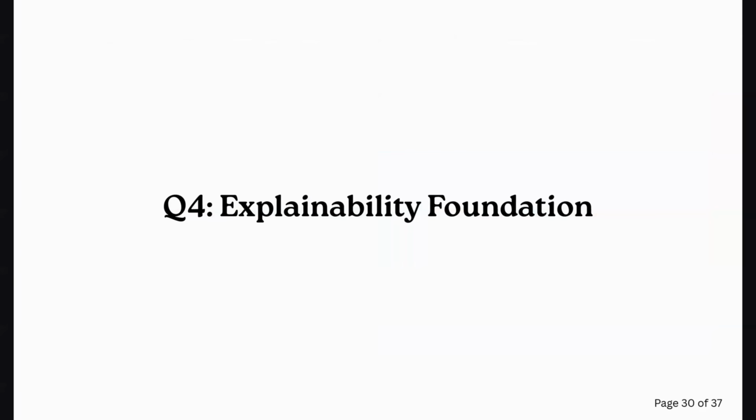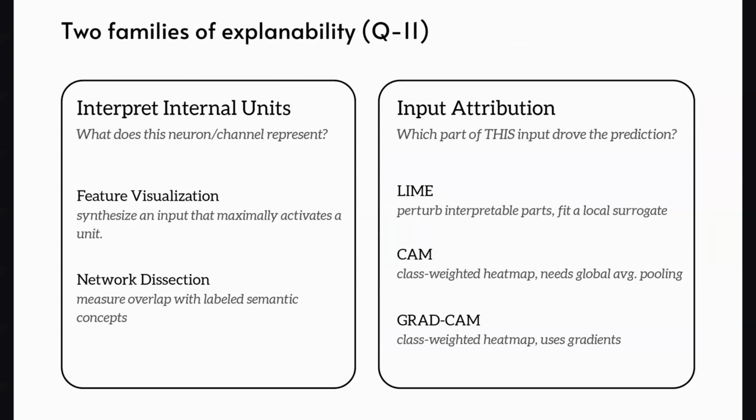Going back to the actual explainability foundations, there are two types of explainability methods. One is interpreting internal units. The second is input attribution. Interpreting internal units is basically asking what a particular neuron or channel or unit means. Input attribution is which part of the input drove this particular prediction. This is for the model, this is for your input.